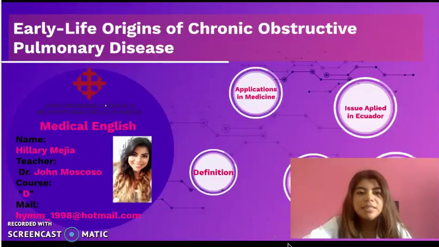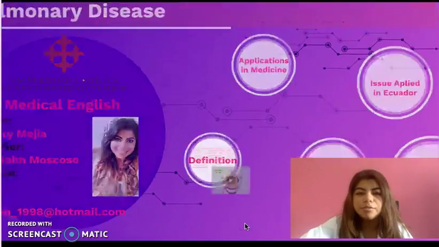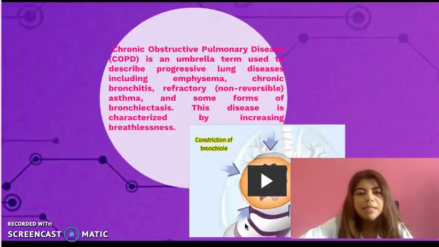Early life origins of chronic obstructive pulmonary disease. Definition: COPD, chronic obstructive pulmonary disease, is an umbrella term used to describe progressive lung disease, including emphysema, chronic bronchitis, refractory asthma. This disease is characterized by increasing breathlessness.